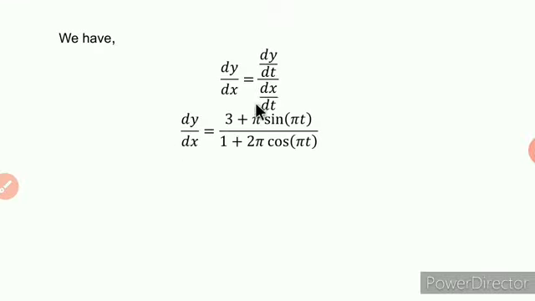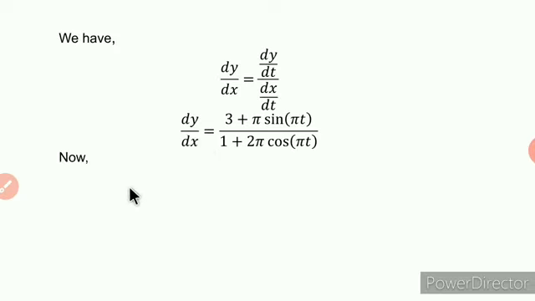So we have now dy by dx is equal to dy by dt divided by dx upon dt. Substitute their corresponding values. We get dy by dx is equal to 3 plus pi sin pi t divided by 1 plus 2 pi cos pi t. This is the value for dy by dx, but our aim is to find the value of dy by dx at t is equal to 1 upon 2.